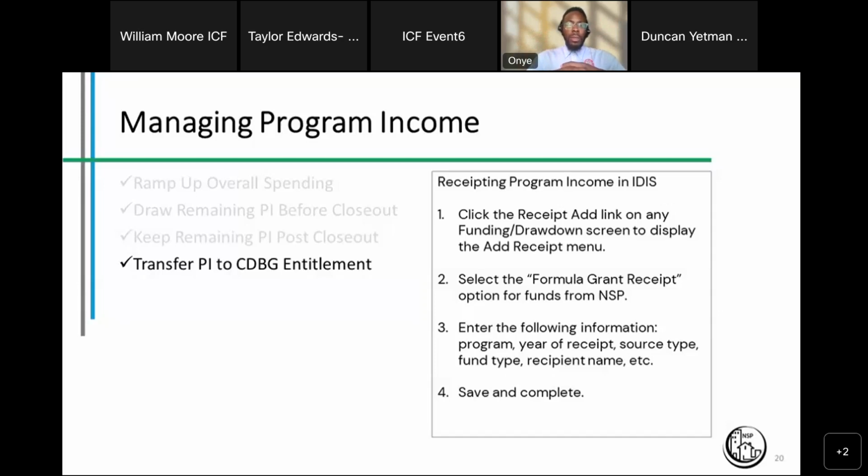So again, the 4 steps here: we can ramp up our spending, we can draw the PI before closeout, we can keep the PI post closeout, or we can choose to transfer that PI to CDBG.